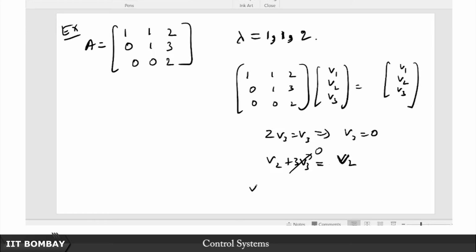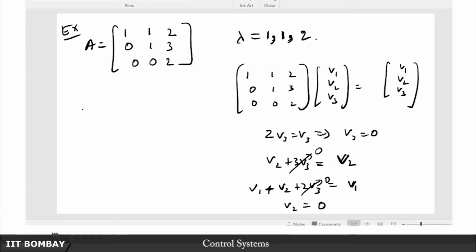What about the first equation? The first equation is V1 plus V2 plus 2 V3 is equal to V1, yeah. So what does this say? Again this V3 we already know to be 0, V2 we know nothing about, but this V1 plus V2 is equal to V1, then it must imply that V2 is equal to 0, yeah. So then we have V2 is equal to 0, V3 is equal to 0, and V1 can be anything. So there is only one way of cooking up a matrix, right.